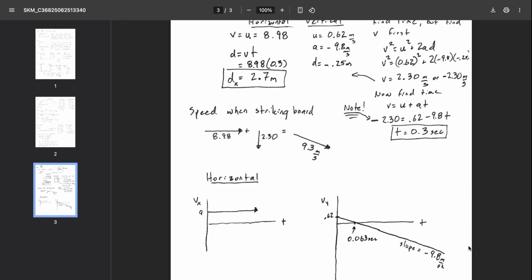And then I didn't take it all the way out to the 0.3 because it'd probably be over here. But I did just note that the slope has got to be negative 9.8 meters per second squared, because it's a velocity versus time graph. So the slope of the graph gives you the acceleration of the object. And hence, note the slope here is 0.